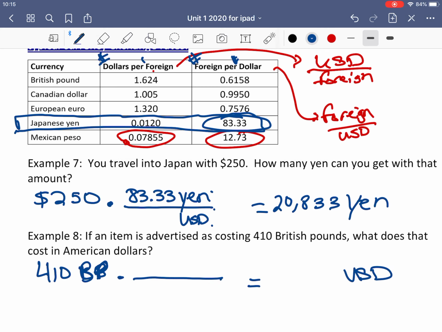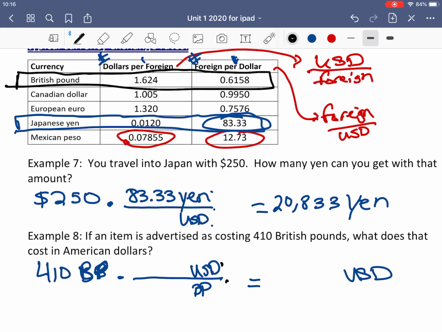All right, I need a conversion factor. So here in the bottom of my conversion factor, if I don't want British pounds anymore, I need to divide by British pounds, so I need per British pounds. I want to be left with US dollars, so that's what's going to go in the top. Notice, US dollars could be in the top, or it could be in the bottom, whether I'm trying to convert from it or to it. So this is dollars per foreign. I need to come up here and find the correct value. I need to be in the British pounds row. I need to be in the dollars per foreign column, and that's going to give me 1.624. When I multiply those, I get $665.84 US dollars. $665 US dollars and 84 cents. Okay, so that is the conversion.